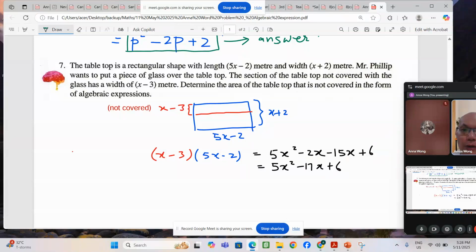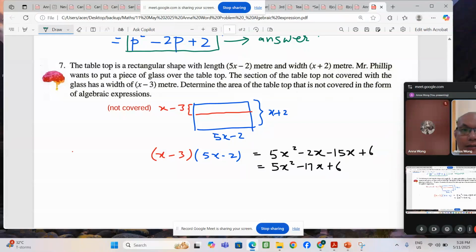Now, the algebraic expression here given is in terms of x, right? So we have the length, 5x - 2, the width, x + 2, okay? So we know that our final answer should be in terms of x. Now, there's no other variables, y or p or q given. So we know that our final expression should be in terms of x.